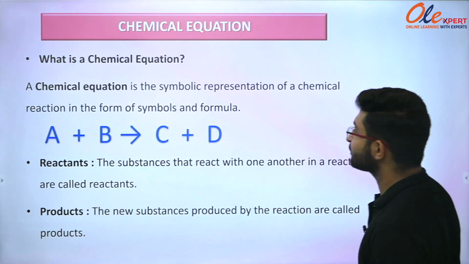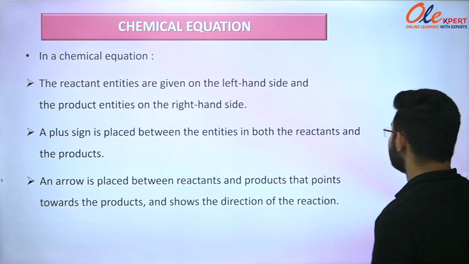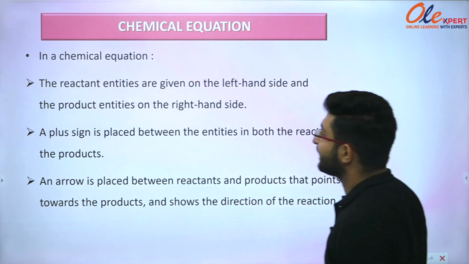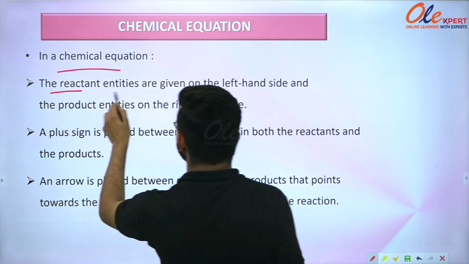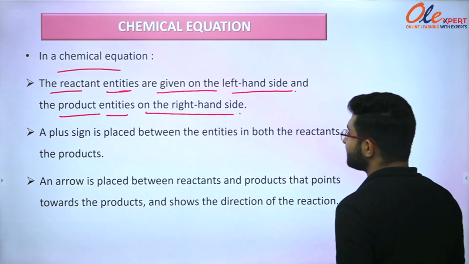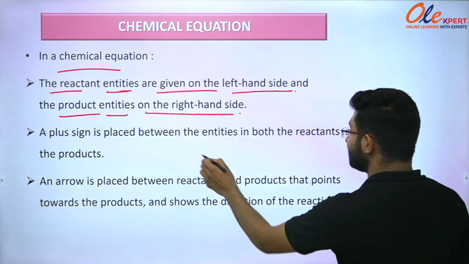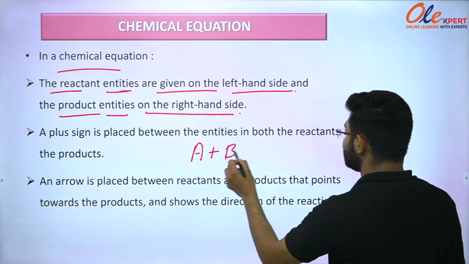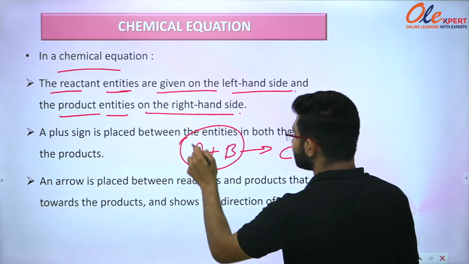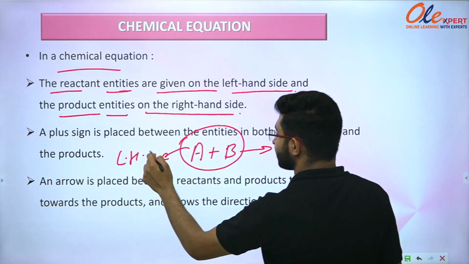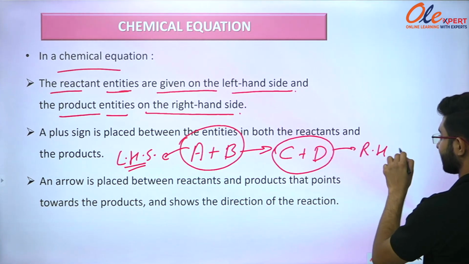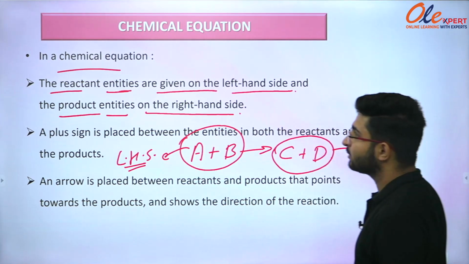Now we are moving to the next topic that is on your screen, the chemical equation. We are considering some other points in this topic. In a chemical equation the reactant entities are given on the left hand side and the product entities on the right hand side. As I have told you, if I am writing the chemical equation as A plus B gives C plus D, then on the left hand side these are the reactants and the products are mentioned on the right hand side. So this was the first point about the chemical equation.